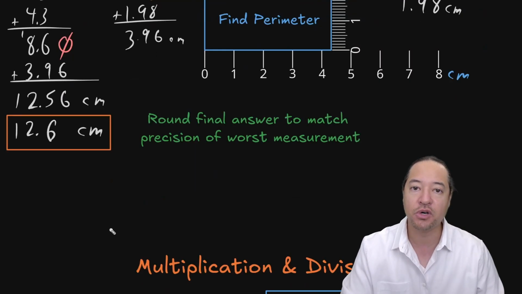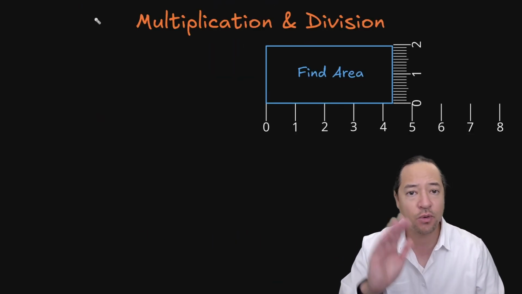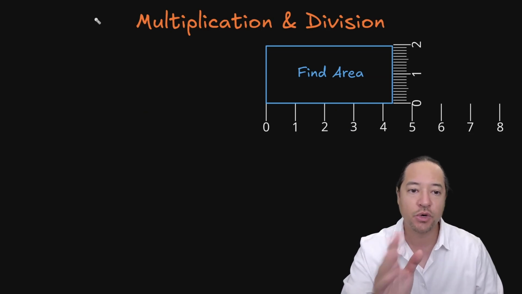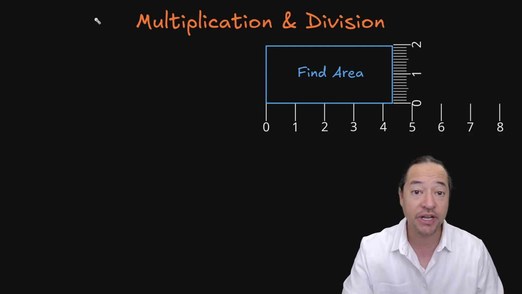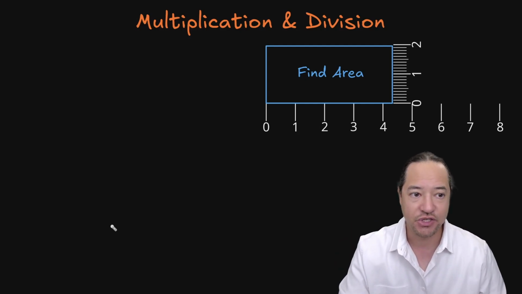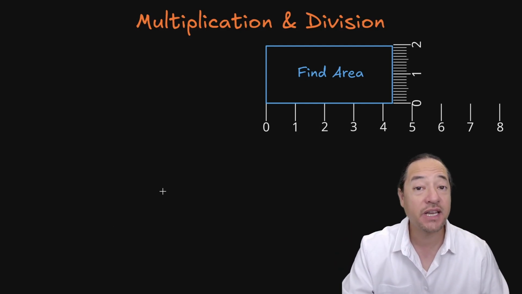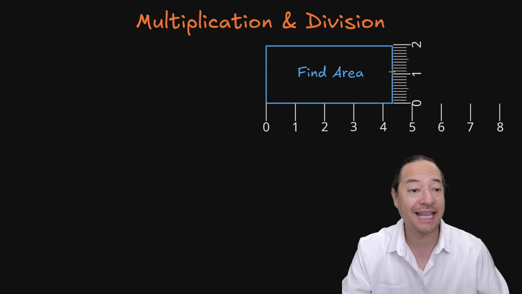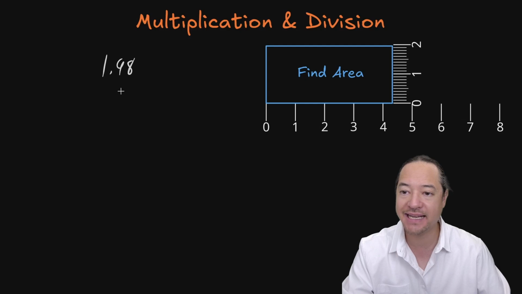Let's take a look at multiplication and division, right? So that one also works for subtraction. We're going to look now at finding the area of this rectangle, and this rule is also going to work for division. So once again, we're going to have the same length and width as we had before. We said that this was a width of 1.98 centimeters and a length of 4.3 centimeters.